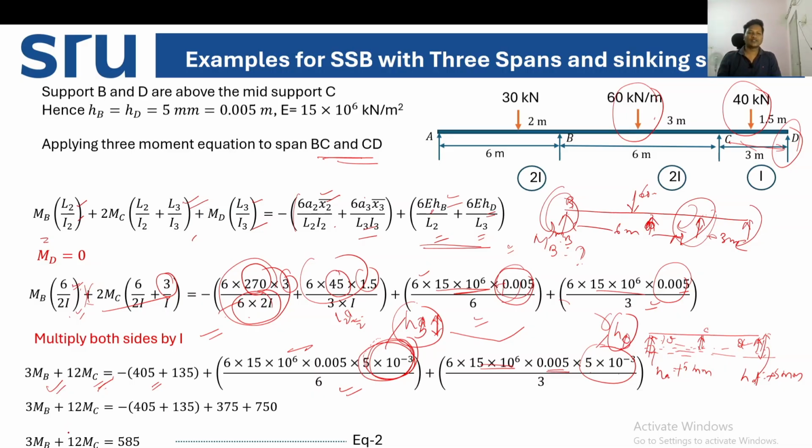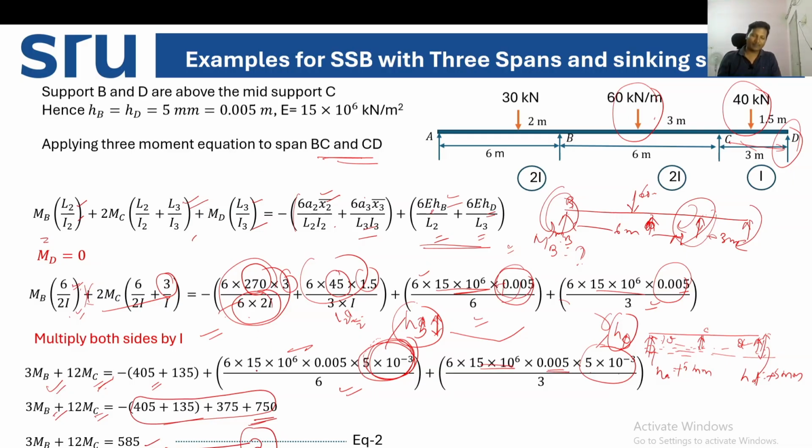So, further simplifying the equation, it is now 3MB plus 12MC is equal to minus 405 plus 135 plus 375 plus 3750. If you solve this right hand side, the final equation is 3MB plus 12MC is equal to 585. That is your equation number 2. I hope this is clear, right?